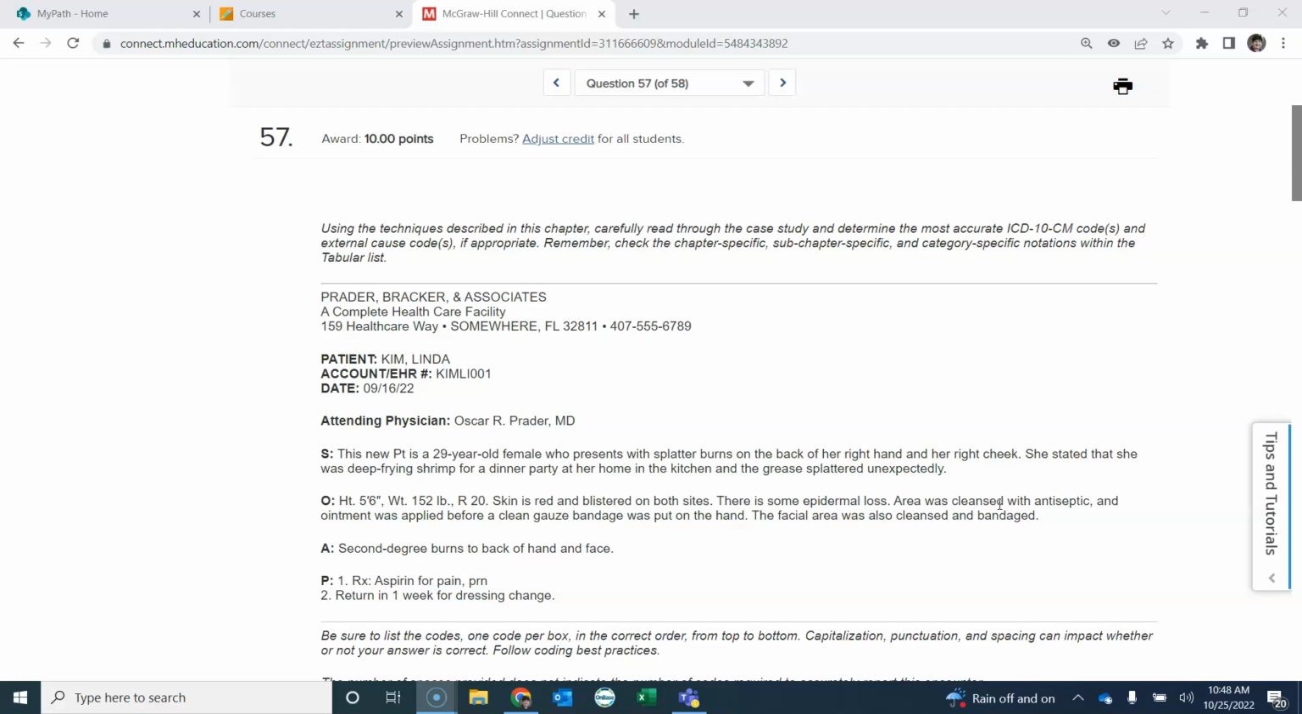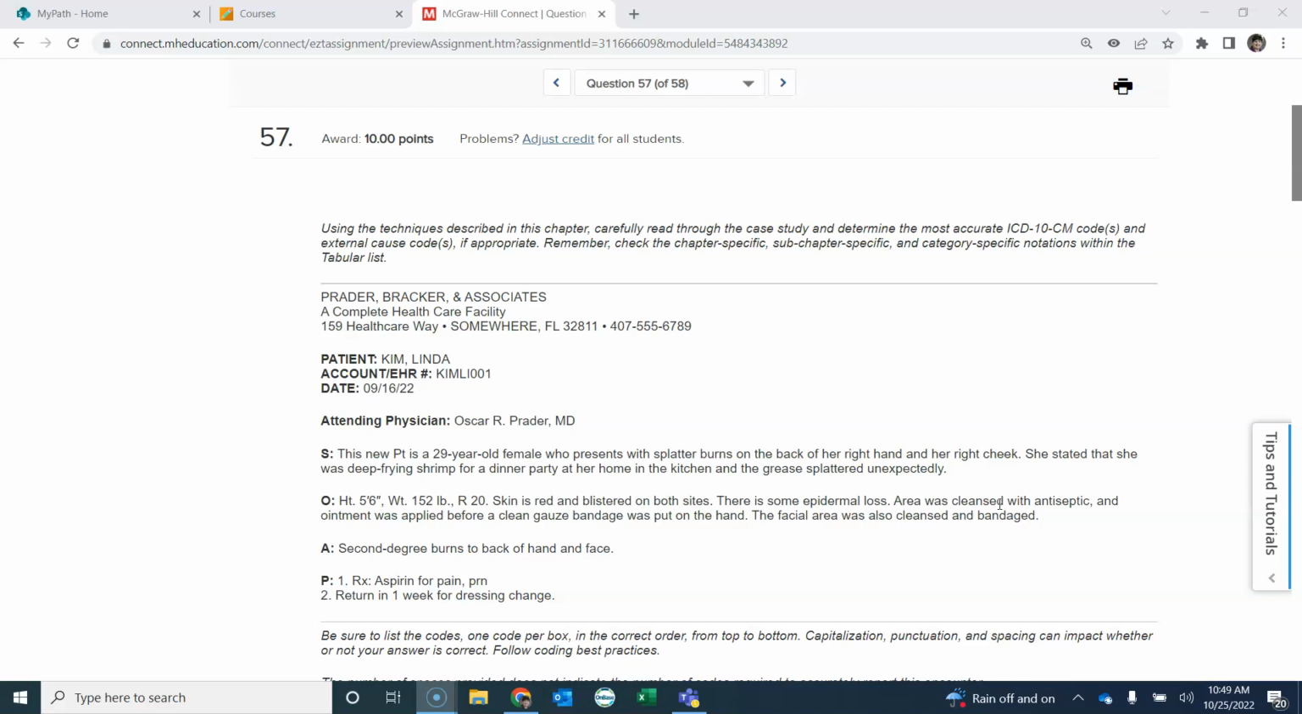So let's go there. So X10.2. Contact with fats and cooking oils. And so that's correct because it says the grease splattered her. Okay? So look right above that, we got to have a seventh character. We only have 4. Right? So in this case, it's going to be X10.2, X, X, and then the A.